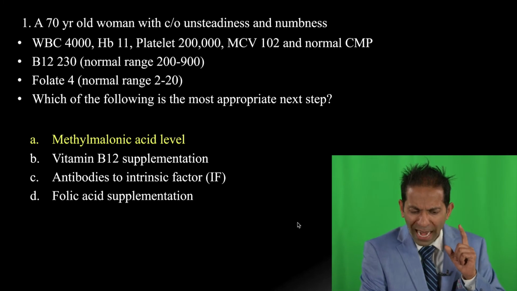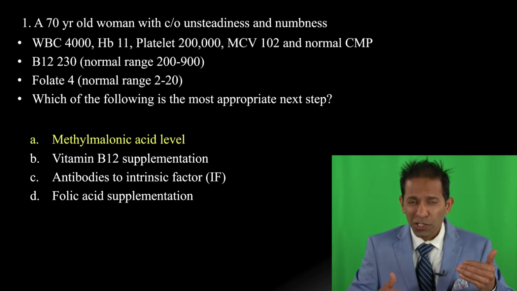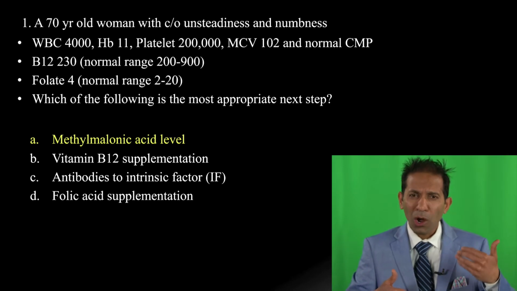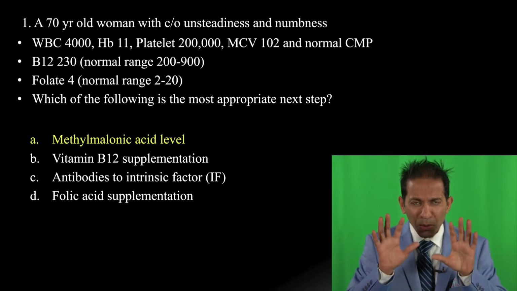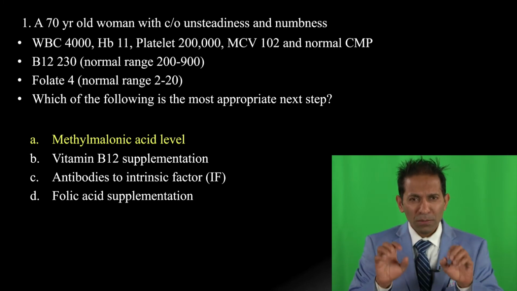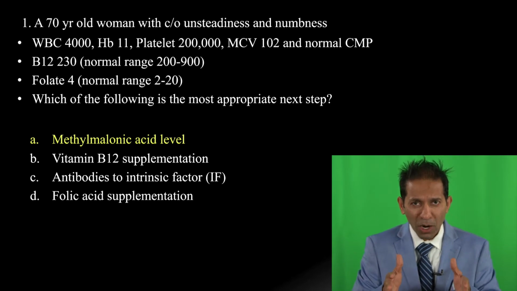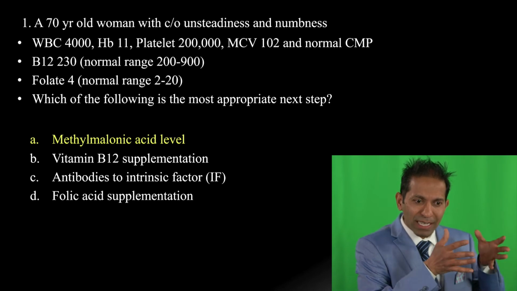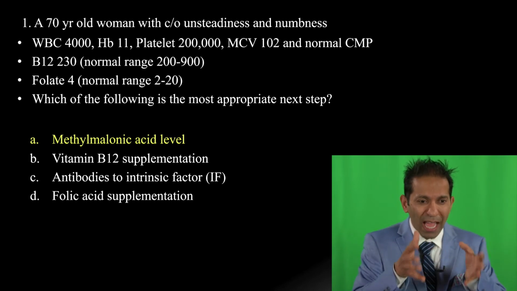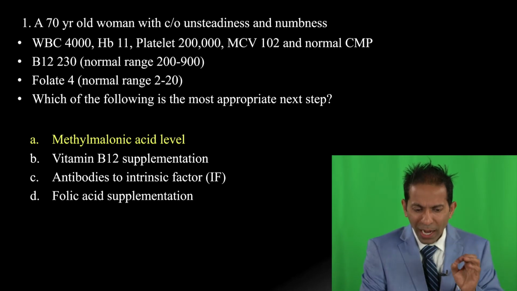Now, antibodies to intrinsic factor, we check if the patient has evidence of pernicious anemia, which happens if the patient has an autoimmune disorder or GI symptoms. This patient does not have any history of autoimmune symptoms or any GI symptoms, so we don't check intrinsic factor antibodies. We check intrinsic factor antibody once you have confirmed the deficiency of B12 and pernicious anemia. So let's talk about why we picked option A in this patient.